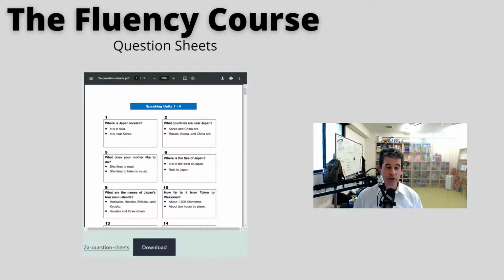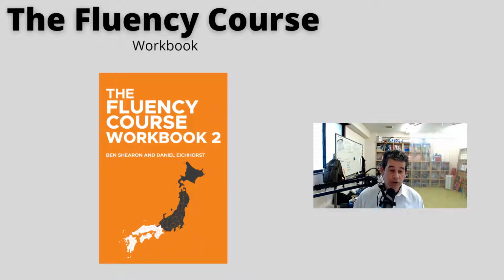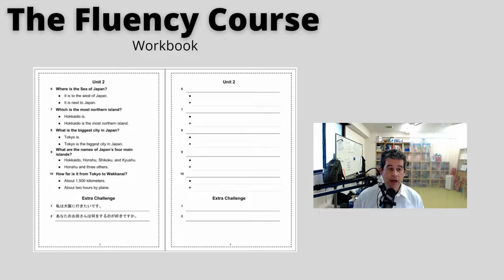So we'll start off with the question sheets. We'll spend about 20 minutes practicing with these. If you want to know more about that, please check out the question sheets video in the future. And then we'll go on to the workbook. So the workbook, again, we'll spend maybe 5-10 minutes on this. And in the workbook, students are basically copying the questions, writing their own answers. And then if they finish quickly, they're going to work on the extra challenge, which is a Japanese to English translation exercise.